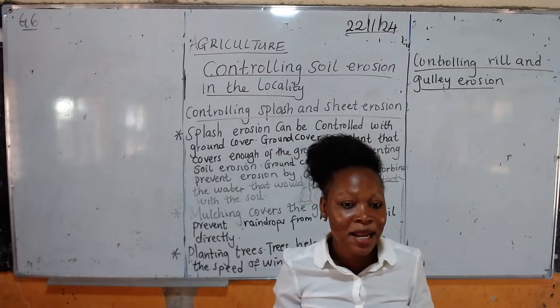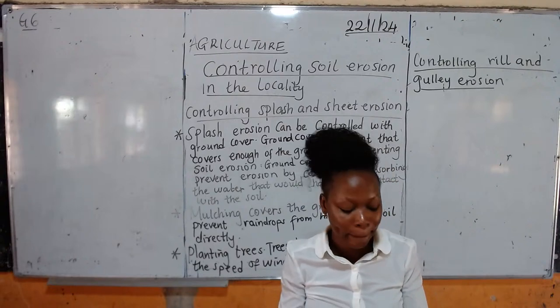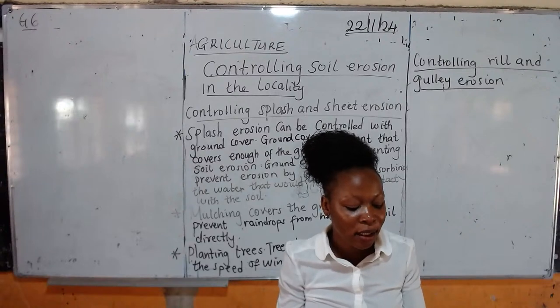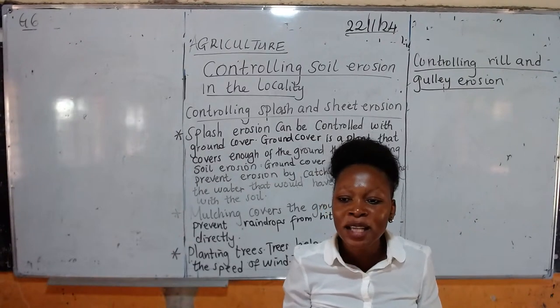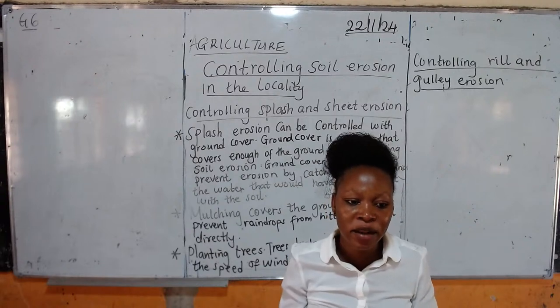Building gardens in rill erosion. No, that is in gully. That should be in gully. What are these activities that we can do in order to prevent rill?